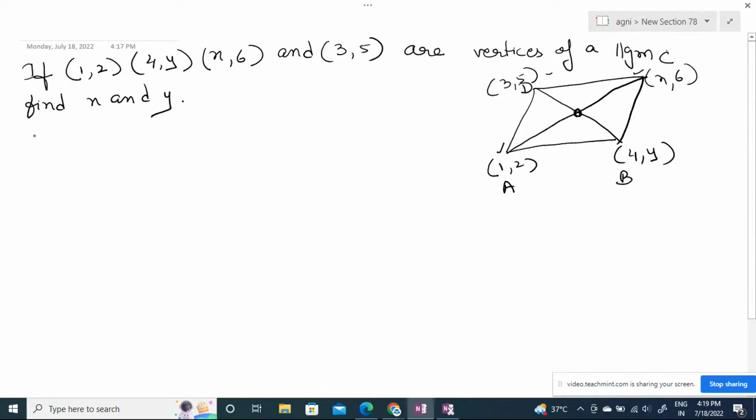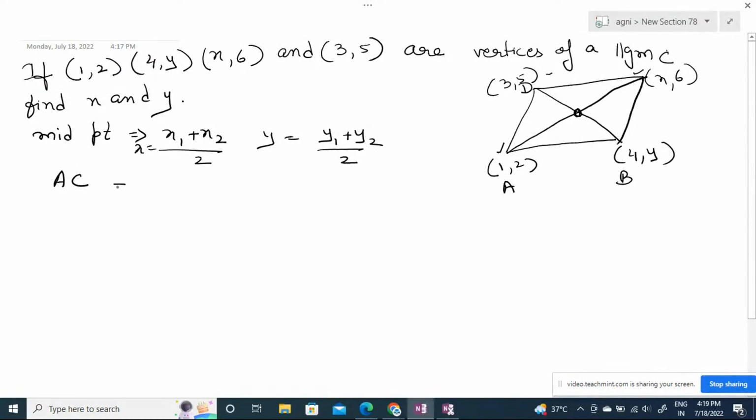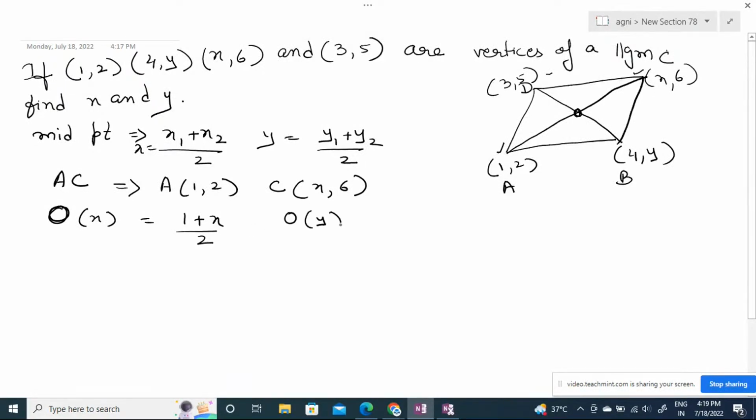So there's one more formula to find the midpoint. We use the formula (x1 plus x2) over 2 for the x coordinate, and for the y coordinate, (y1 plus y2) over 2. Now I am going to find the midpoint between A and C. Coordinate of A is 1 comma 2 and coordinate of C is x comma 6. So the middle point, let it be O, for x is (1 plus x) by 2. Similarly, O for y is (2 plus 6) by 2, which is 8 by 2, which is equal to 4.